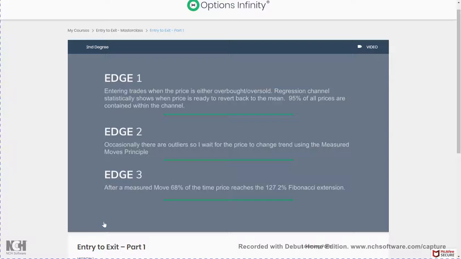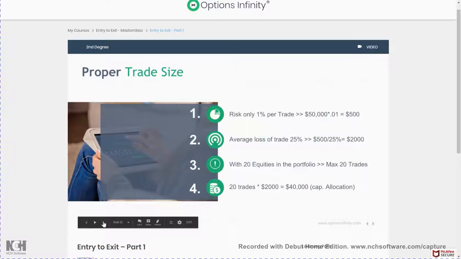The second edge is that occasionally there'll be outliers, so most times I'll wait for the price to change using a measured move. Edge number three is after a measured move, 68% of the time it reaches the 127.2% Fibonacci extension. Those are our edges.